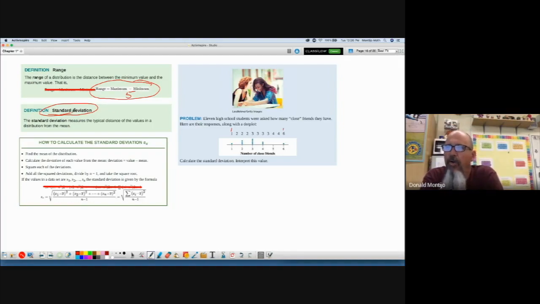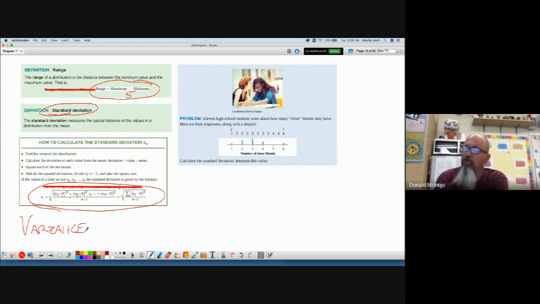Okay. How to calculate the standard deviation. Okay, so we take each individual x. If we look at this formula here, take each individual x minus the mean squared, plus the next x minus the mean squared, plus the next x minus the mean squared, until we've done that for every single data point. Okay. Then we find the summation of all those squares divided by n minus 1, and then we square root that. Okay, so there's something else we're going to talk about, which is the variance.